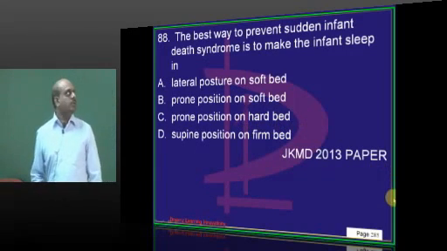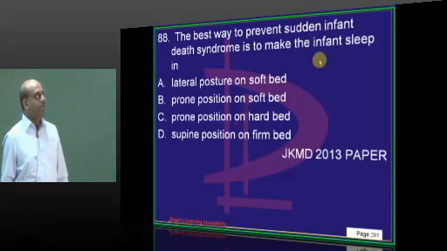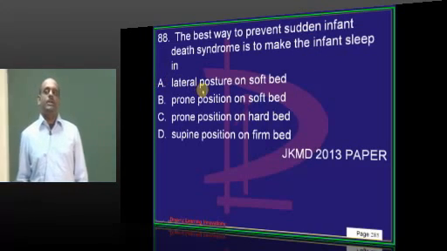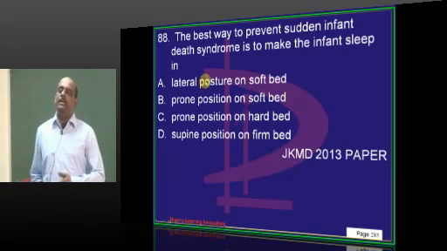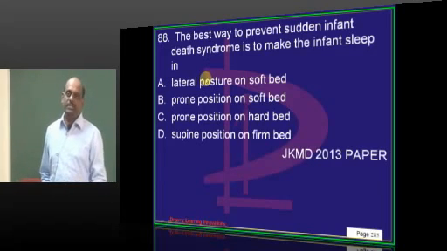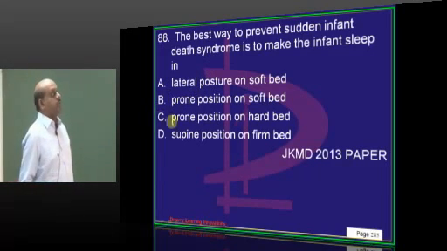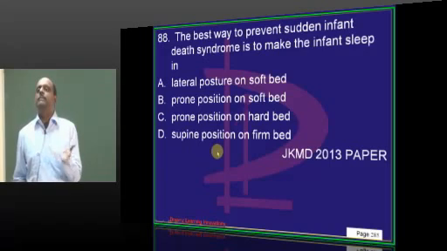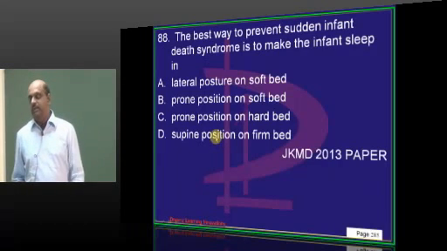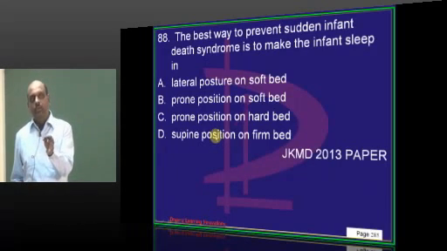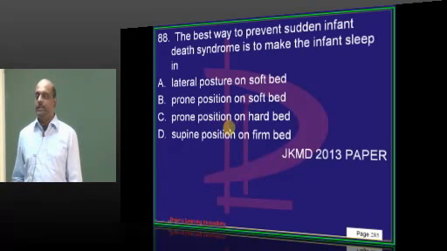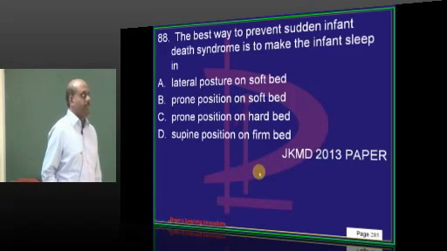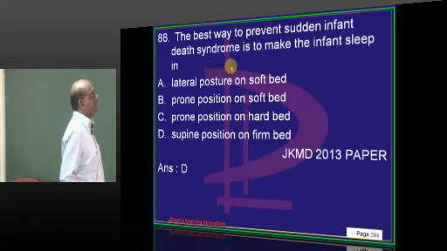What is the best way to avoid sudden infant death syndrome? Never let the baby lie on the belly in the prone position. Supine position on a firm bed is the classical way you need to make a baby lie down, whether you are fathering, mothering, doctoring, anything with a child, to avoid sudden infant death syndrome.